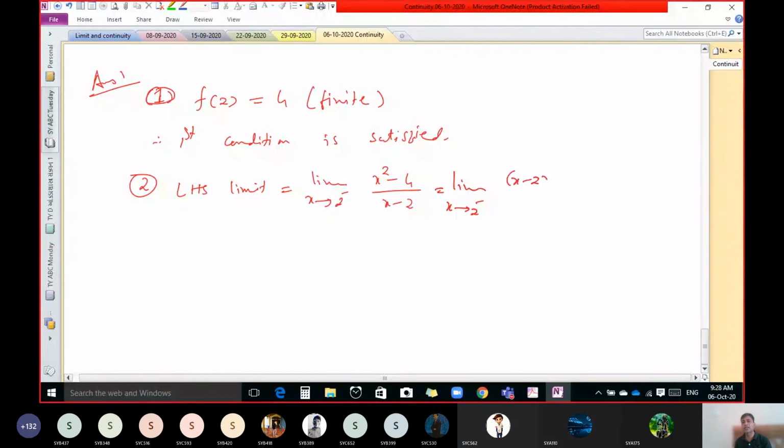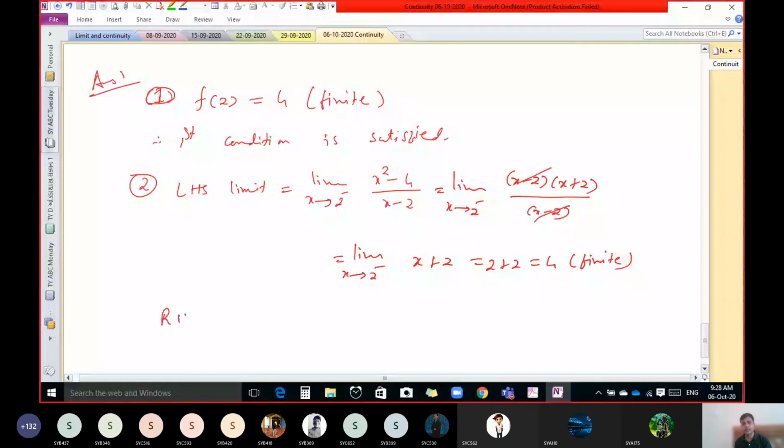The factors are x minus 2, x plus 2. And here x minus 2 is already there. Just cancel this. Now, the remaining part: limit x tends to 2 minus, x plus 2. Now put x equal to 2. So we get 2 plus 2, that means 4. 4 is also finite.